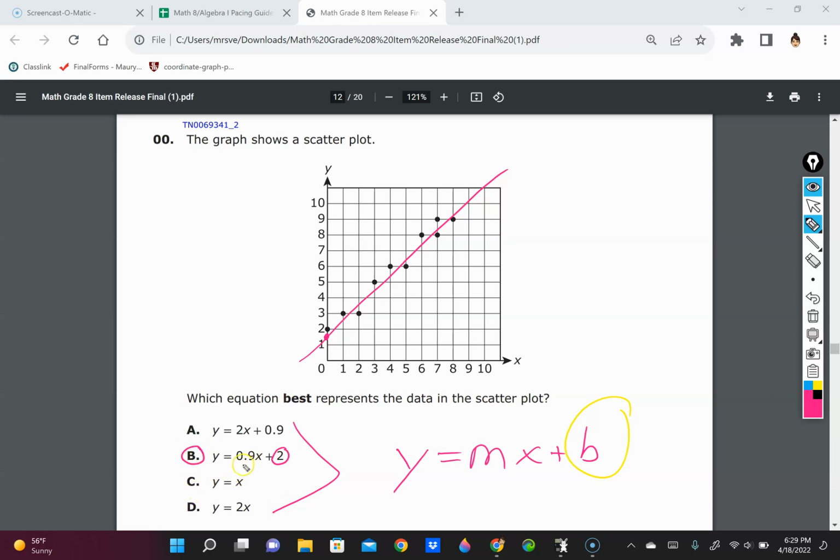I could also analyze the slope. The slope in this one is almost 1. I could think about going up 1, right 1, up 1, right 1, up 1, right 1.